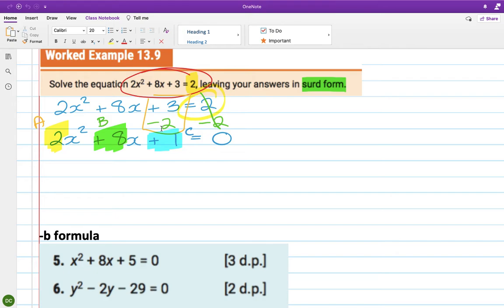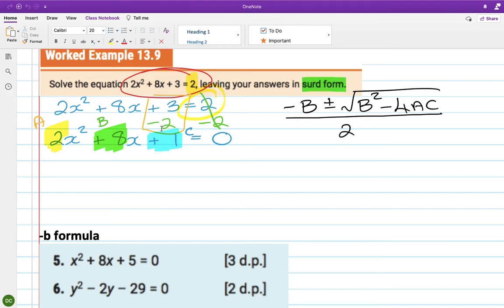Okay, so we'll move across and I'll go into my table book and I get my equation, my minus B formula. And we write it down. And then we just have to put all the numbers in the right places. Okay, so the equation always starts with a minus. And then this time B is just 8. Then I have plus or minus square root.